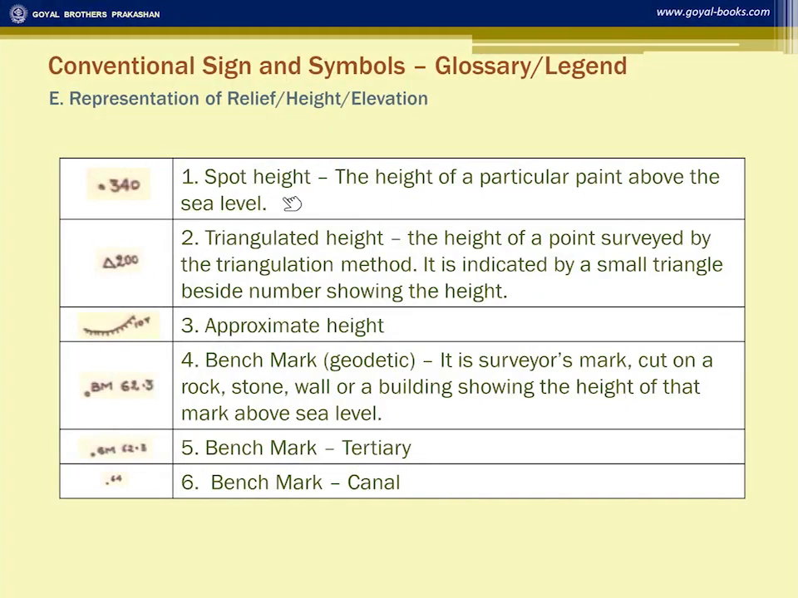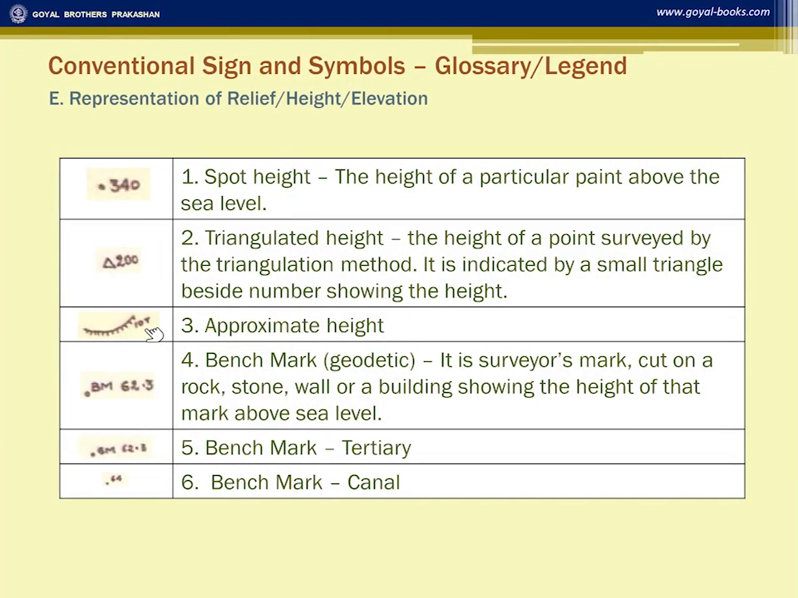Now, some relief features you can see are shown with particular symbols. A dot with 340 means this is the spot height, which means that this particular point on the survey sheet is 340 meters above sea level. There is triangulated height. It means that the survey was done by triangulation method, and this is the surveyor's mark where the triangle is shown to show the method, and it is 200 meters above sea level.